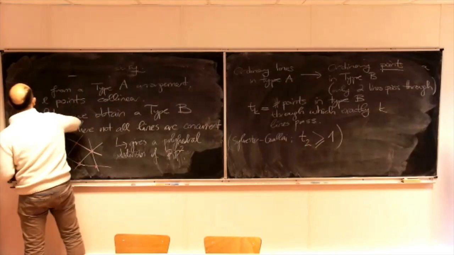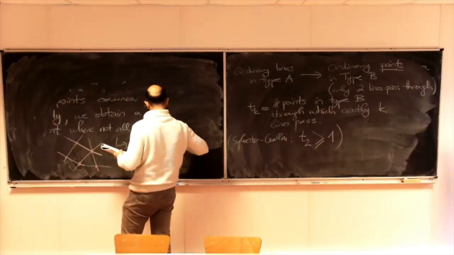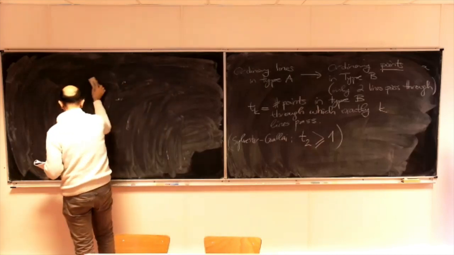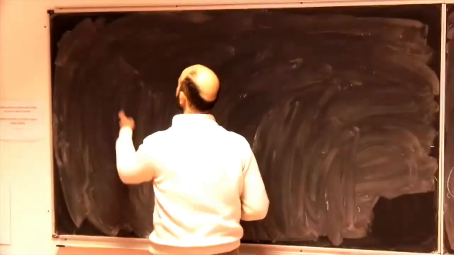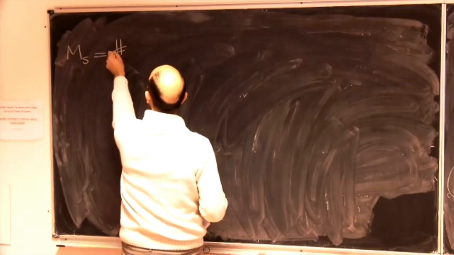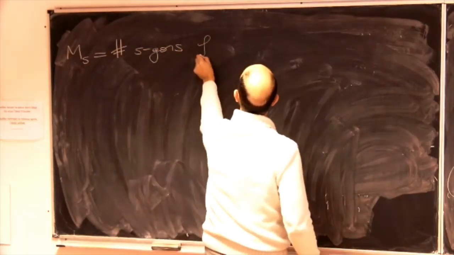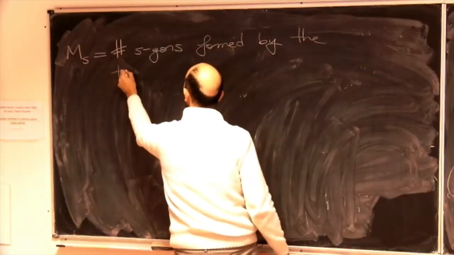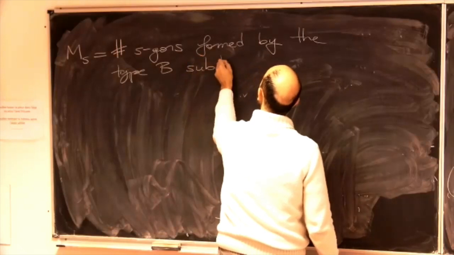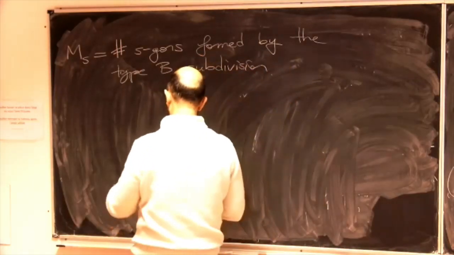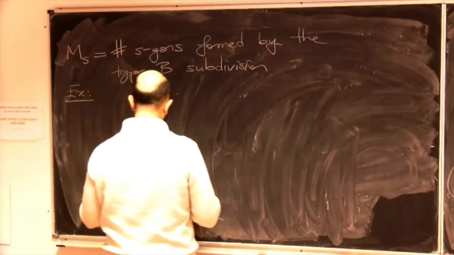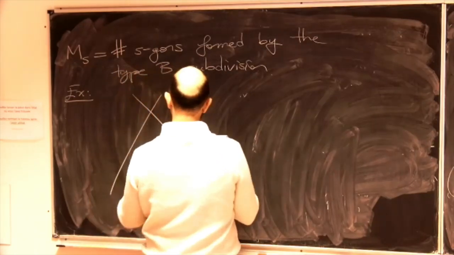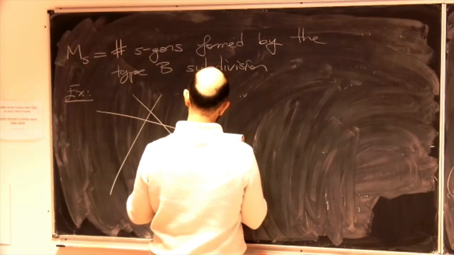Okay. Also, one more definition is necessary. Let's keep track of all these polygons formed in the type B arrangement. So let Ms be equal to the number of s-gons formed by the type B subdivision. Just an example to make things clear, so let me try to draw. Now, one has to be slightly careful because everything is projective, so you have to count the regions and so forth accordingly.